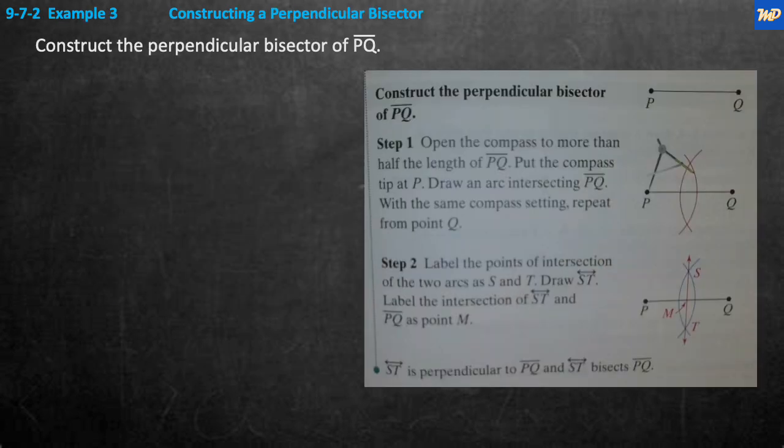Example 3, constructing a perpendicular bisector. It's actually pretty easy. Step 1 says construct a perpendicular bisector of PQ. And our segment right here, here it is, PQ. They want us to bisect this, okay, and be perpendicular. So it says open your compass to more than half the length of PQ. So you're going to put your compass, I'm just going to put a dot right here, and you're going to open it up. Here's the center. Your compass has to be over into the other half, so to speak, right? It's got to be longer. The arc has to be longer than half of the segment, because you have to have it go past the middle.